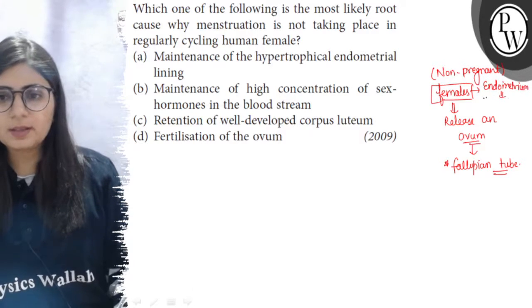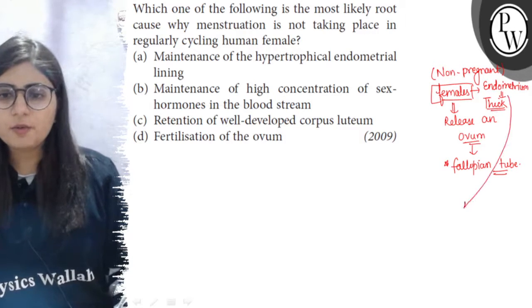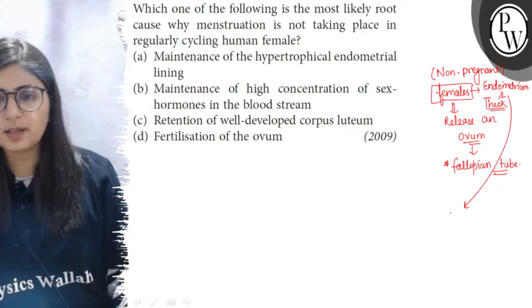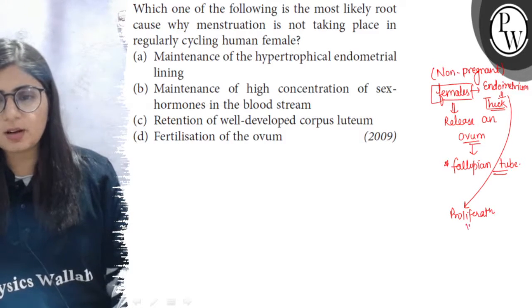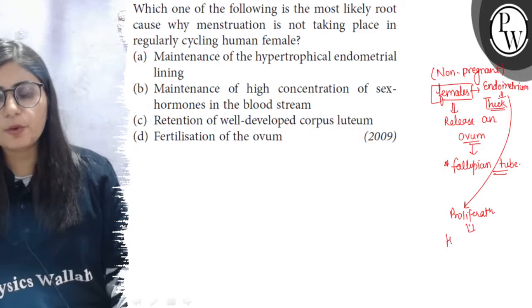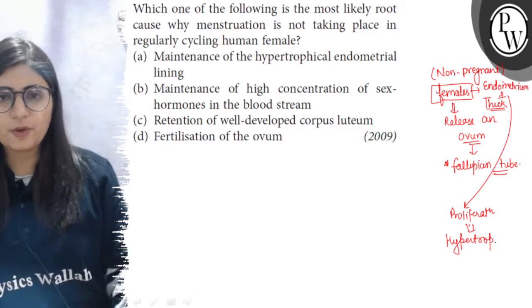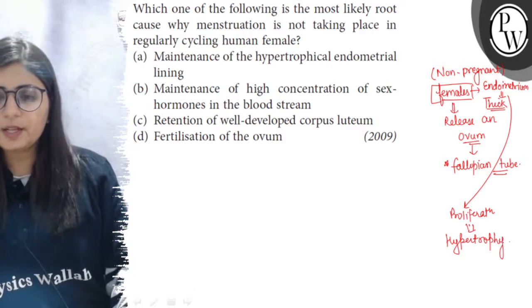So every month it becomes thick due to proliferation of its cells. So when an organ or tissue becomes thick due to proliferation or increase in number of cells, this is called hypertrophy. So hypertrophy is the increase in size of an organ or a tissue due to increase in number of cells.